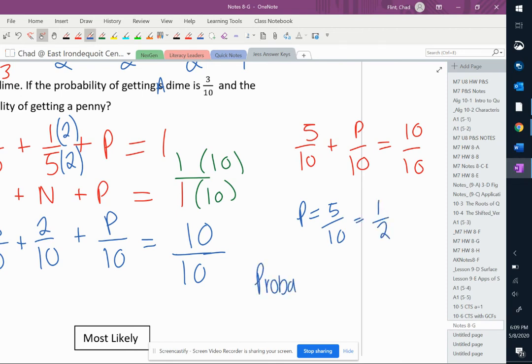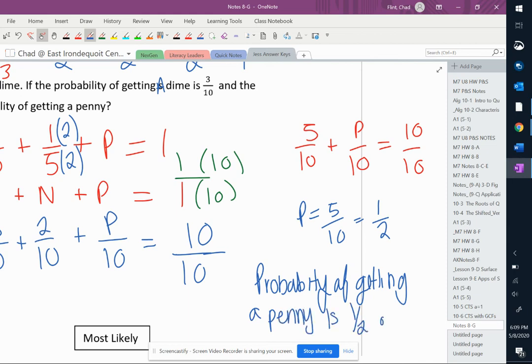So the probability of getting a penny is 1/2, or 5/10.